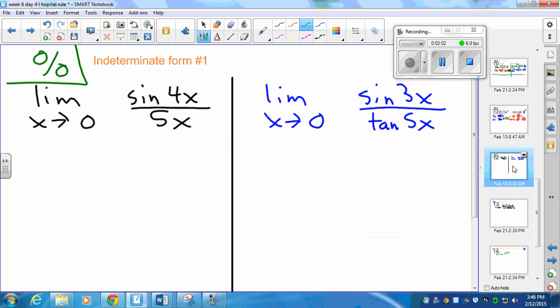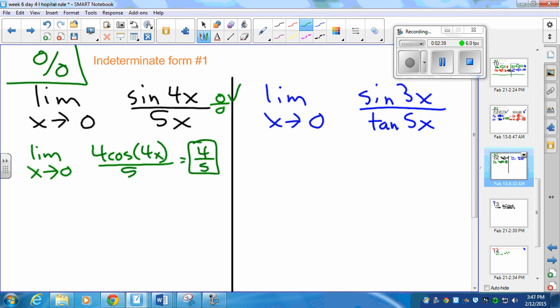Now, we've done these, especially the black one. We've done the black one before back in Calc 1. And that's where you're trying to go like, man, I wish this was a 4 there, and then I could say that goes to 1. So how can I change that 5 to a 4? That's what you used to do in Calc 1. And the answer was 4/5. So let's do it now in the Calc 2 style. Plug in 0, I get 0 over 0, indeterminate. So I can take the derivatives of top and bottom separately. I get 4 cosine 4x all over 5. Plug in 0, and I get 4/5.